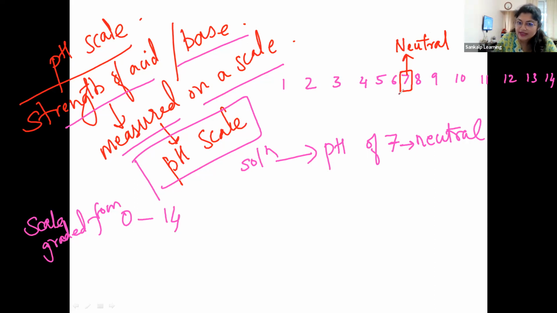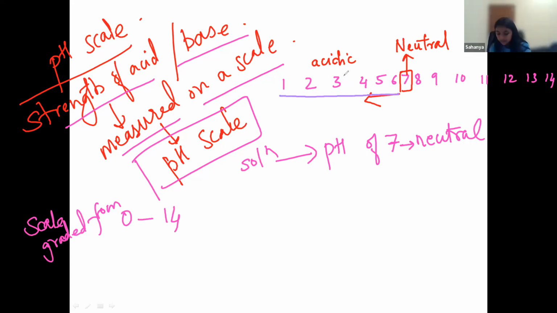So less than 7 means this side, and they are considered acidic. Less than 7 means acidic. This scale is used only to find the strength of an acid or a base.